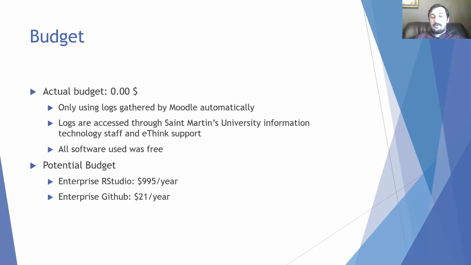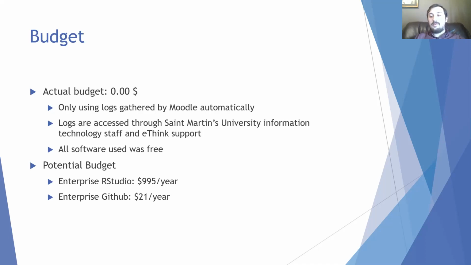And then also the logs were accessed through both the St. Martin's University Information Technology staff and eThink support, which is something that already comes out of the St. Martin's budget. So there was nothing that needed to be added there. And then all of the software I used was free as well. But just as a potential budget, RStudio and GitHub were the main two software I used that made this project possible.